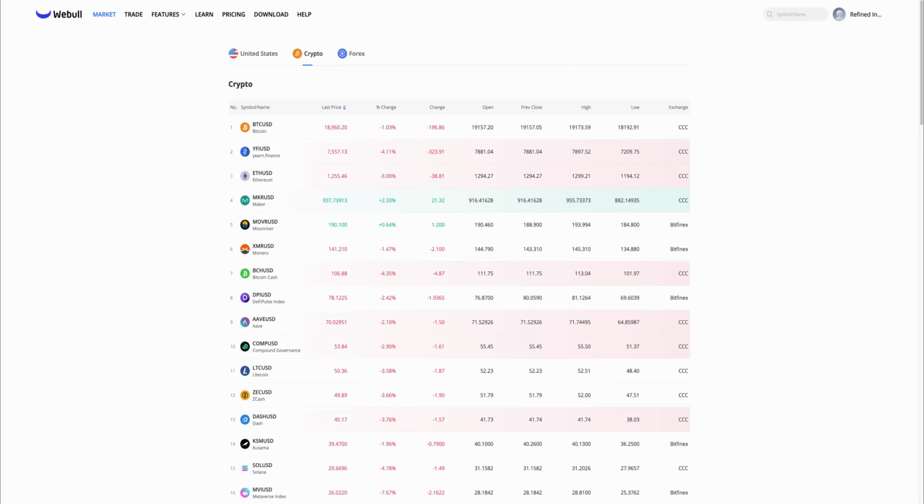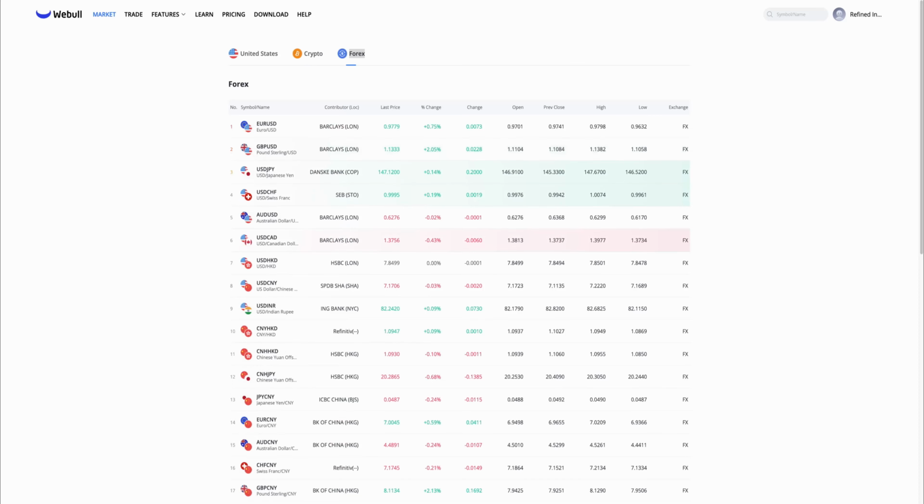For the crypto market, the table we get is much simpler. There are only 58 cryptocurrencies that can be found in it, and no top gainers or top losers mentioned here at all. Forex is similar as well. You get all the traded currencies, last price, change, and the low and high of the day.